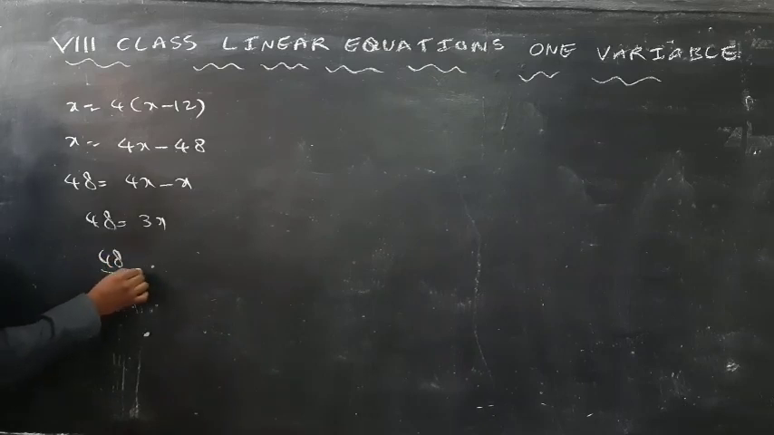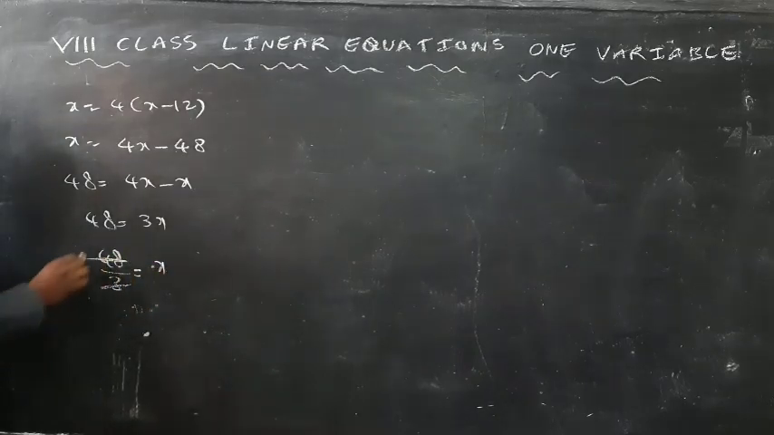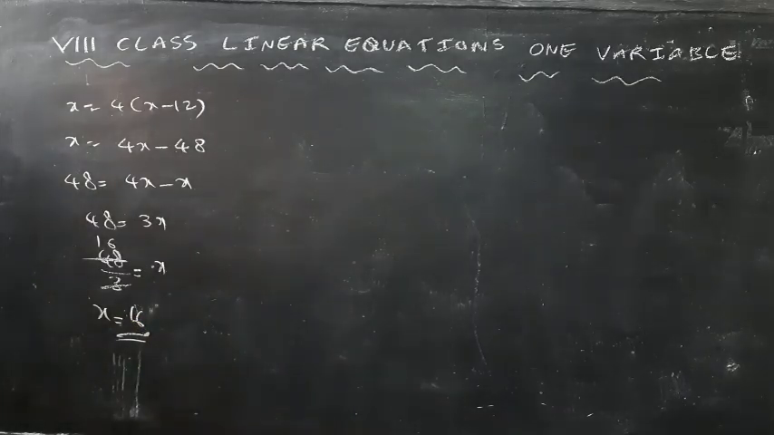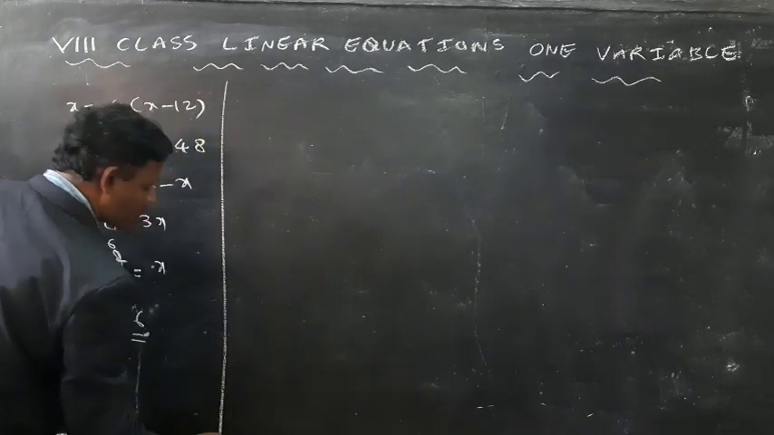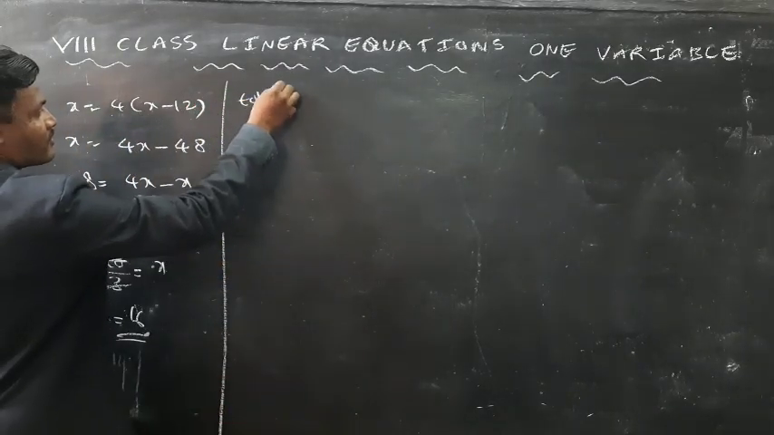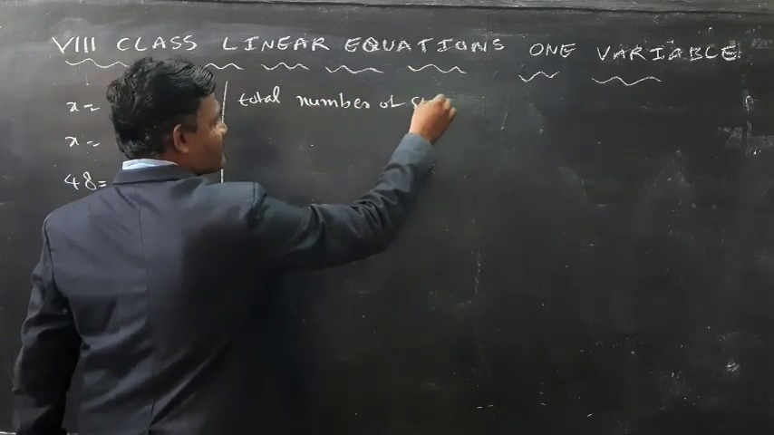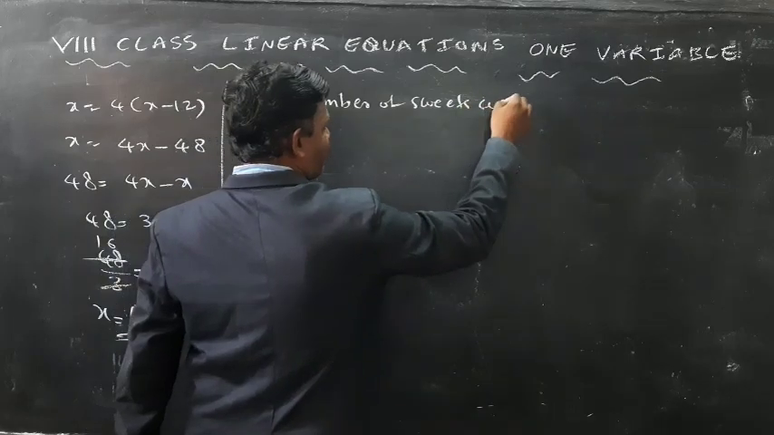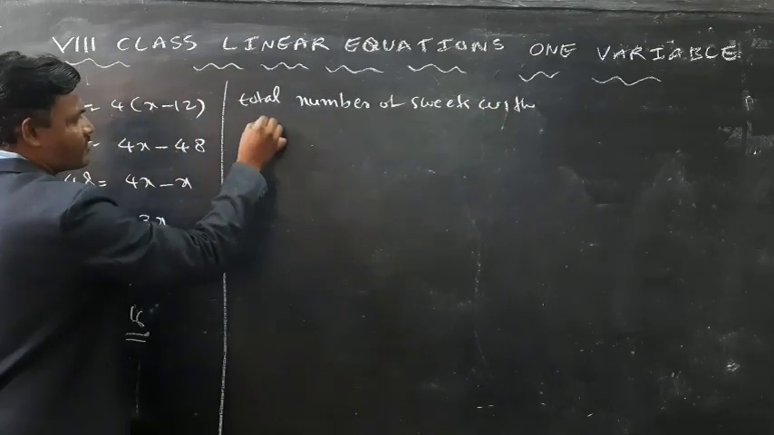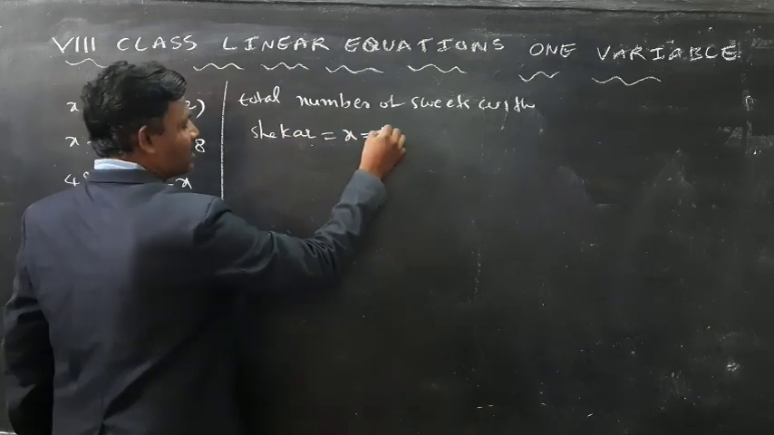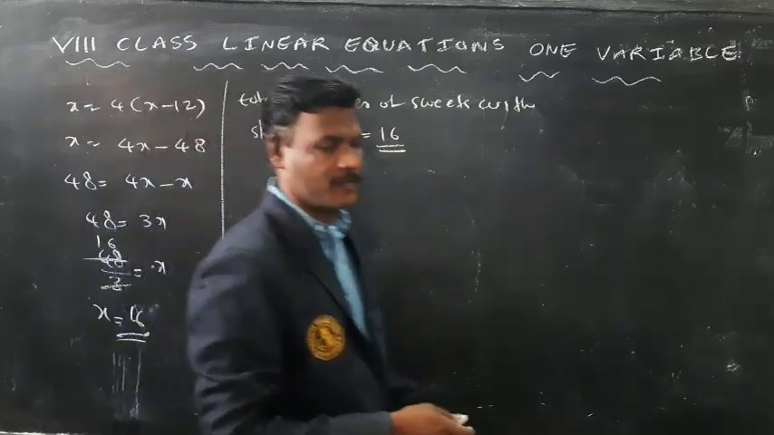Then 48 by 3 is equal to X. 3 ones are 3, 1 left. 3 6s are 18. X is equal to 16. So Shaker started with 16 sweets. The total number of sweets with Shaker, X, is 16. So Shaker had 16 sweets.